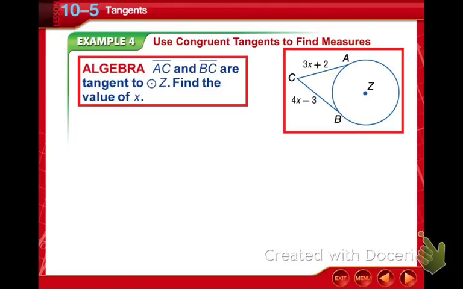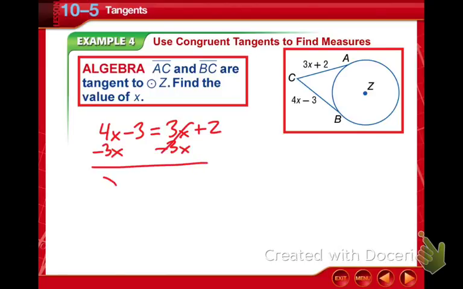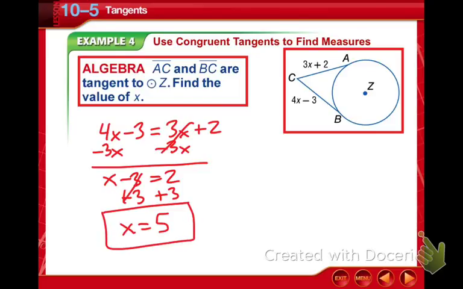So what we're going to do is set these two equal to each other because C is a common point. We know that AC and BC are both tangents to circle C, or circle Z, sorry. So that means that we just need to find x, and 4x minus 3 is going to be equal to 3x plus 2. So 4x minus 3 equal to 3x plus 2. Subtract 3x from both sides. So x minus 3 is equal to 2. And we just add 3 to both sides. So x is equal to 5. And that's all we're looking for.